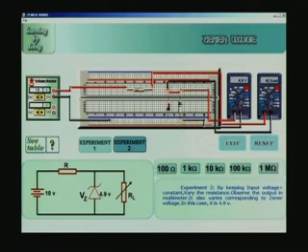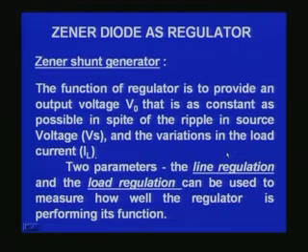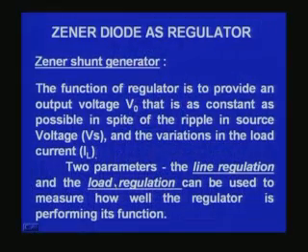Right. Now let me move on to the next part. What we are now trying to do is, we are calling this a shunt regulator. You are using the Zener diode as a shunt in front of the unregulated power supply, and I already mentioned to you that there are two parameters which are very important with reference to the performance of the regulator. One is called the line regulation, the other is called load regulation.